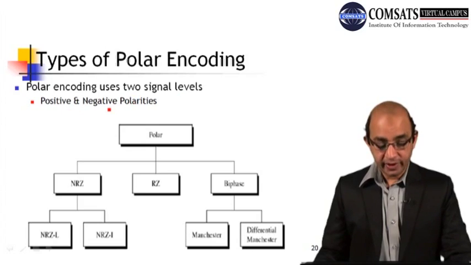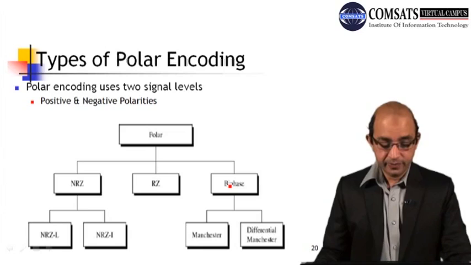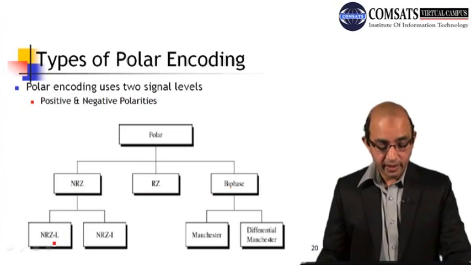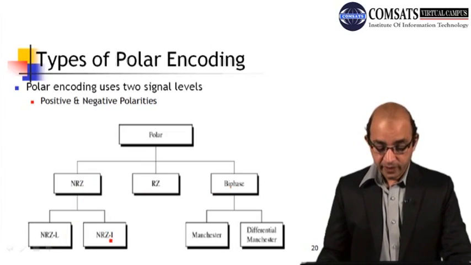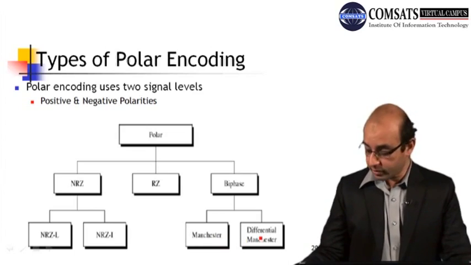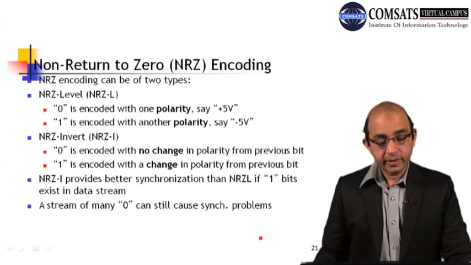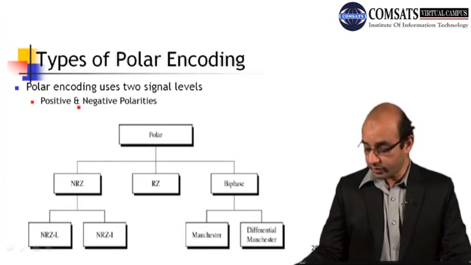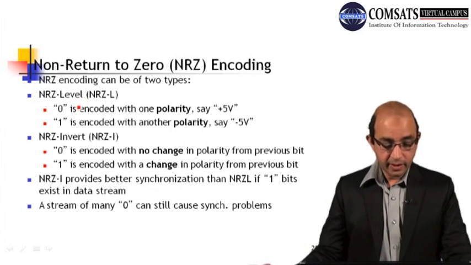Positive and negative polarity. If we want to classify polar, we have non-return to 0, return to 0 and biphase. When we talk about non-return to 0, it's non-return to 0 Level and non-return to 0 Inverted. In biphase we have two more classifications, Manchester and differential Manchester. Okay, so the non-return to 0 encoding scheme can be of two types, as mentioned: L and I.